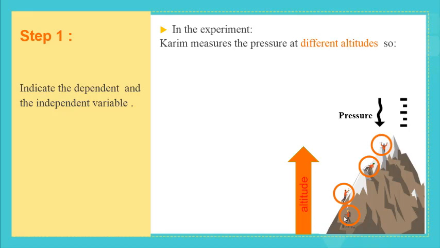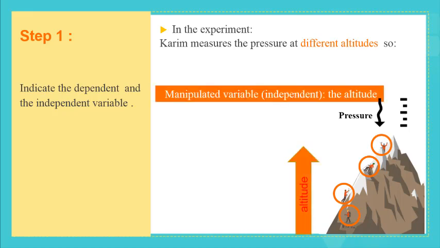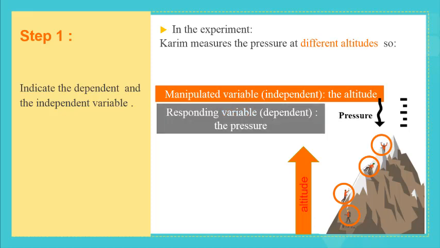Yes. So, he climbed the mountain. What is the independent variable now, or the variable that changes during the experiment? The location of Karim. But since he climbed the mountain, it's better to say altitude. What is the responding variable, or the variable that is affected when the altitude changes? Yes, the pressure.